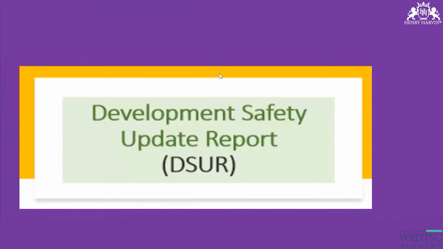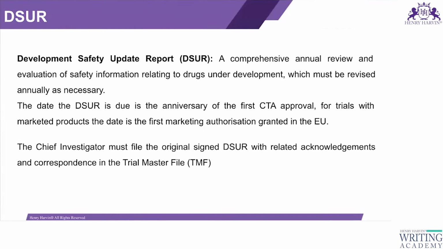DSUR, that is Development Safety Update Report. It is a comprehensive annual review and evaluation of safety information relating to a drug under development, which must be revised annually as necessary. The date the DSUR is due is the anniversary of the first CTA approval for trials, and for trials with marketed products, the date is the first marketing authorization granted in the European Union.